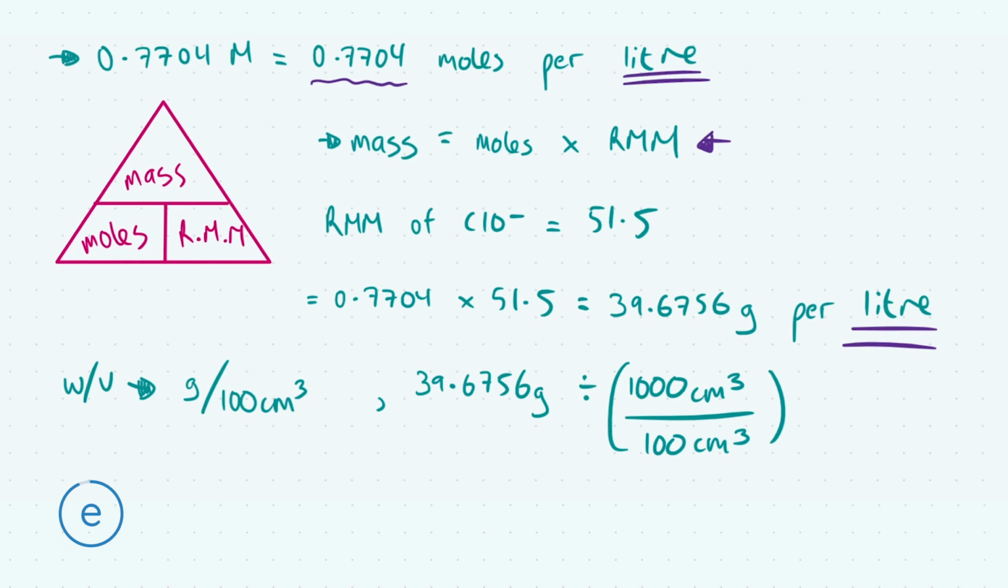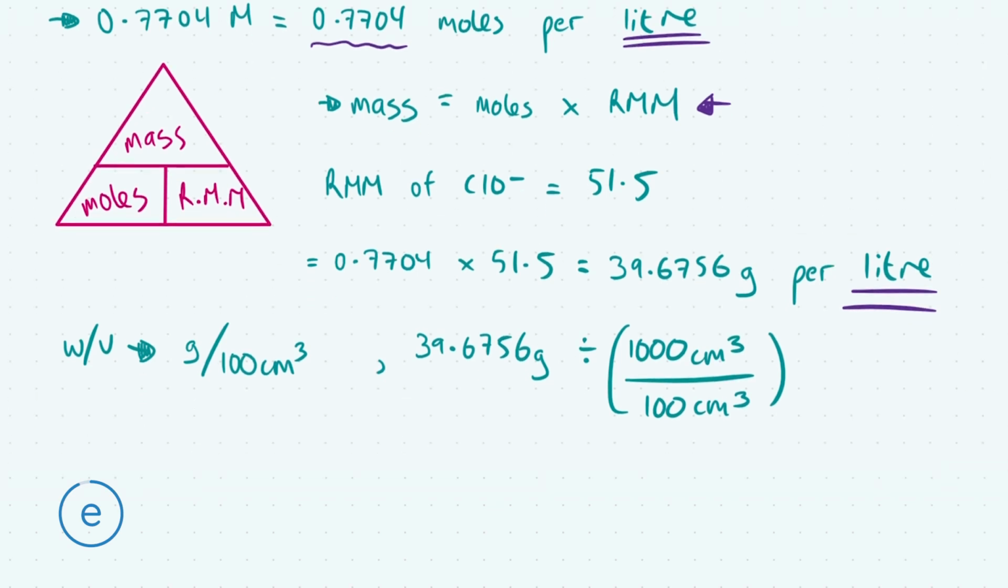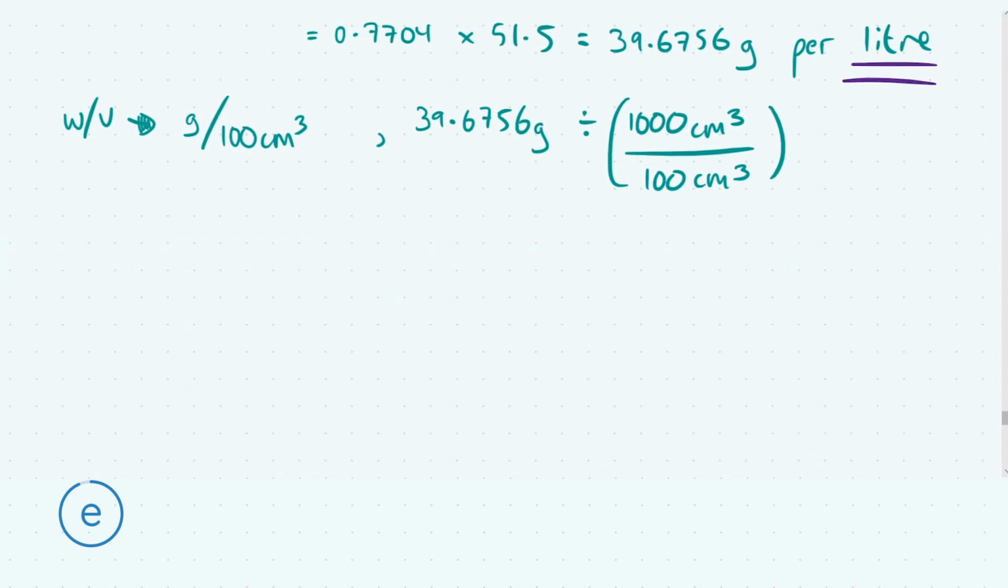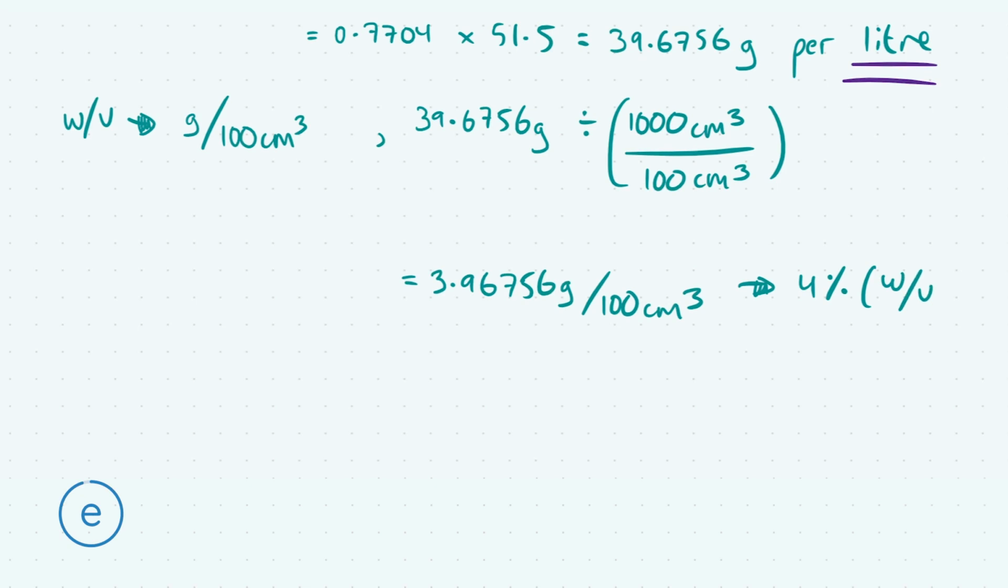This is a very simple division. You don't need to really use your calculator. All it is is moving the decimal place one spot to the left. So we're going to get 3.96756 grams. Writing this out now, we're moving the decimal place one spot to the left because it's just dividing by 10. So our answer here is going to be 3.96756 grams per 100 centimeters cubed. Now, as I was saying earlier, we're looking for a percentage, and because this is in grams per 100 centimeters cubed, it's already in the correct format, and it said round to the nearest whole number, so we're going to be rounding that to 4. So it's just going to be 4% weight per volume.